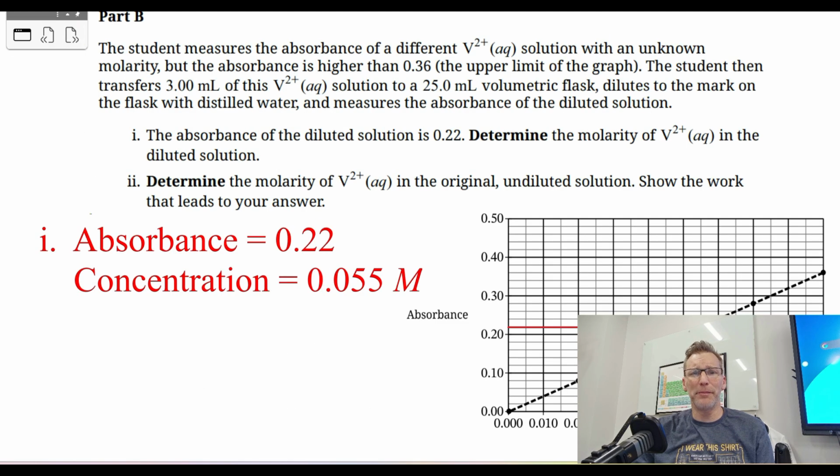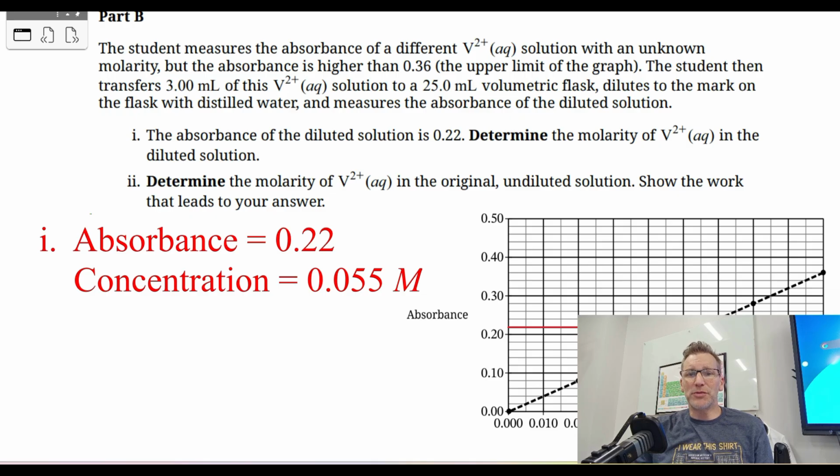Then we go to part B. I like the second part of part B. Actually, I like this whole part. This sees whether you actually understand Beer's law. So the solution that the student was going to measure is too absorbent. It's too great. So they had to dilute it. They had to dilute 3 mL of that very concentrated solution into a 25 mL volumetric flask.